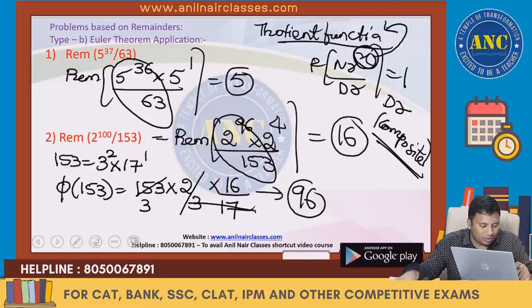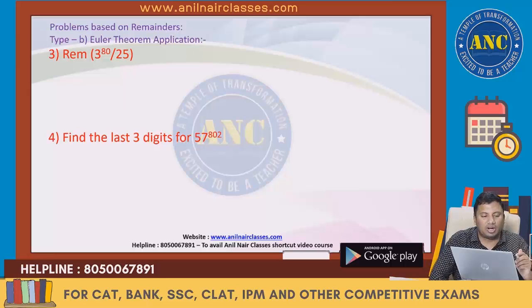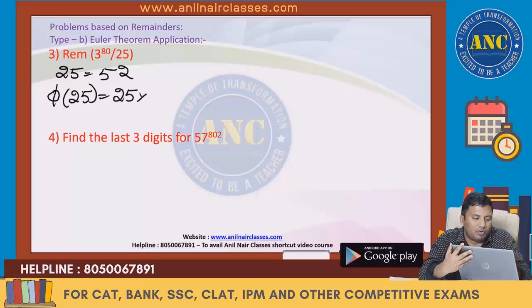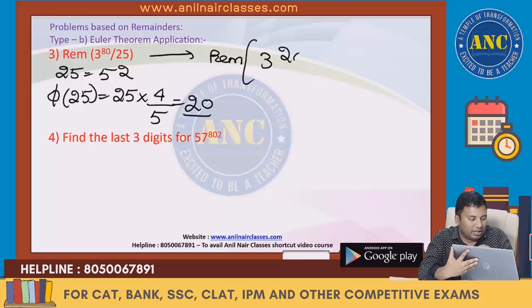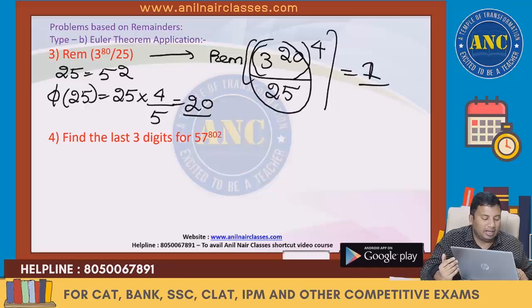Now, the third one. Slowly we will increase the level of difficulty. First, we will solve a lot of practice problems. 25 is 5 square. So, the quotient of 25 is 25 into 1 minus 1 by 5, which is 4 by 5, which is nothing but 20. So, this is nothing but remainder of 3 power 20 power 4 divided by 25. 3 power 20 divided by 25, the answer is 1. 1 power any number is 1.